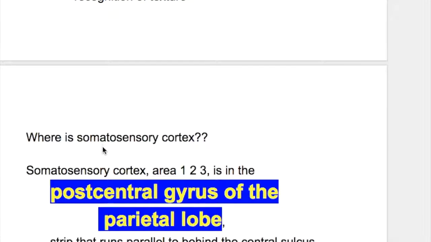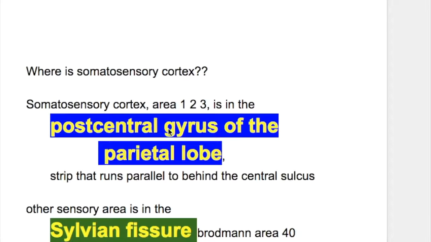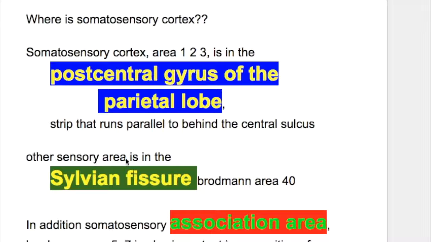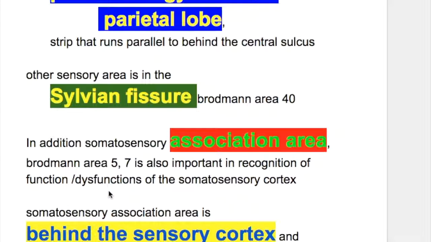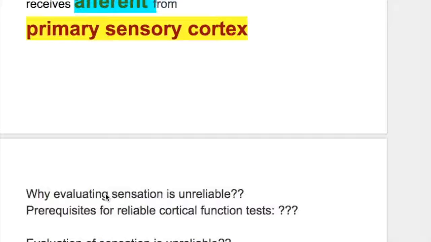So where is the somatosensory cortex? Somatosensory cortex is in areas 3, 1, 2 of the post-central gyrus of the parietal lobe, a strip that runs parallel to and behind the central sulcus. The other sensory area is in the Sylvian fissure, Brodmann area 40. In addition, somatosensory association area, Brodmann areas 5 and 7, is also important in recognition, function, and dysfunction of the somatosensory cortex. Somatosensory association area is behind the sensory cortex and receives afferents from primary sensory cortex.